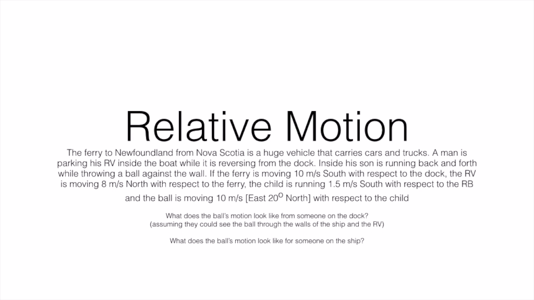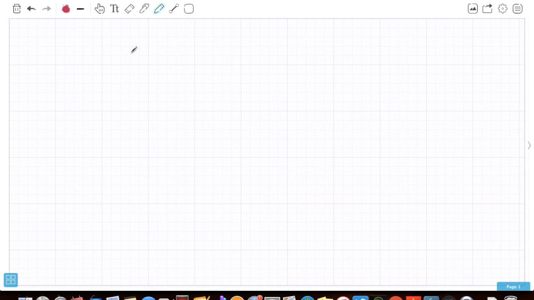Relative motion is just another method of applying vector addition. So in order to solve this problem, I would recommend creating a legend first. We're going to assign each of the frames of reference a letter. The first thing we're going to assign is the ball. We're going to give it the letter B.